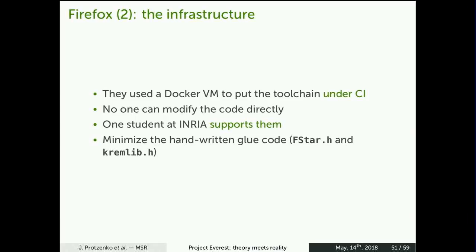From the infrastructure perspective, what was really fascinating was that they were very adamant about putting all of our toolchain under their CI. So they actually took a Docker container from us, which they run as part of the Firefox CI, and they regenerate the C code. And if the C code that's generated is different from what was in the repository, then it's a test failure, meaning that if someone submits a pull request that modifies the generated C code, it will be rejected.